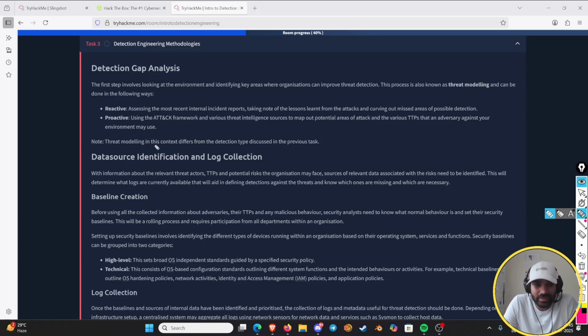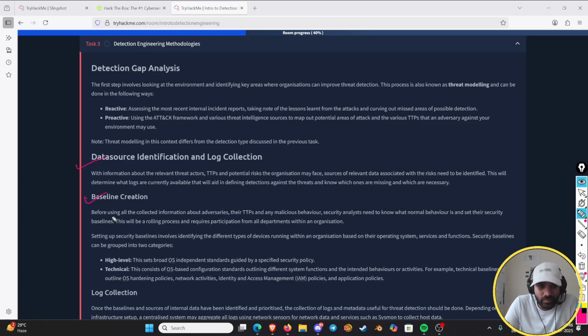Note, threat modeling in this context differs from the detection type discussed in the previous task. Now the data source identification and log collection. With information about relevant threat actor TTPs and potential risks the organization may face, sources of relevant data associated with the risk need to be identified. This will determine what logs are currently available that will aid in defining detection against the threats and which ones are missing and which are necessary.